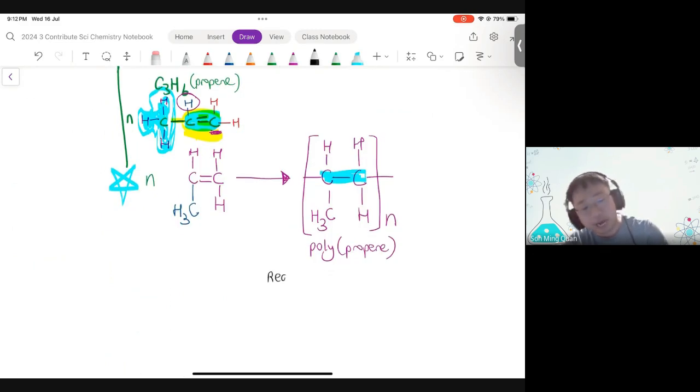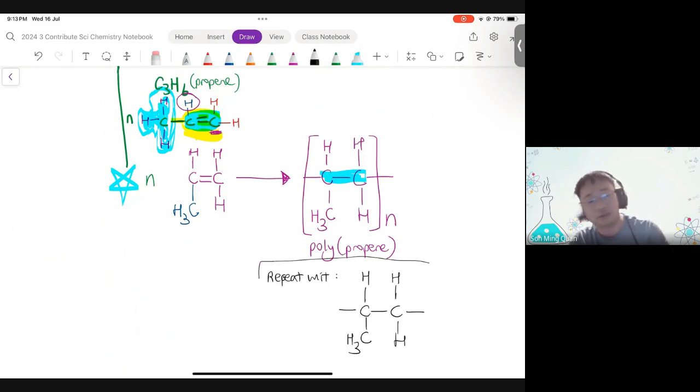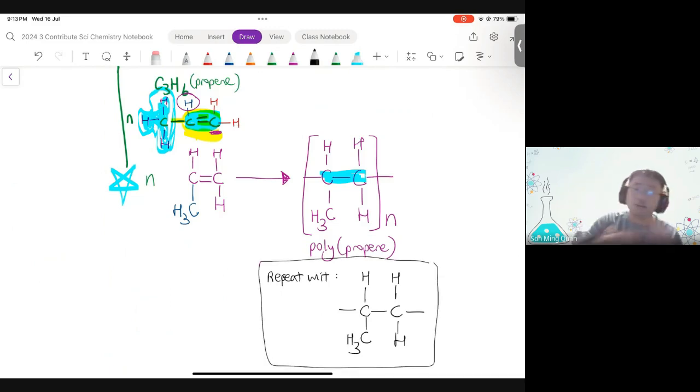Now, what if you were asked to draw the repeat unit of polypropene? The repeat unit basically is the structure minus away the brackets. So the repeat unit is just this. Don't want the square bracket, just whatever is inside the bracket is the repeat unit. So you need to get used to drawing the structure as well as the repeat unit itself.